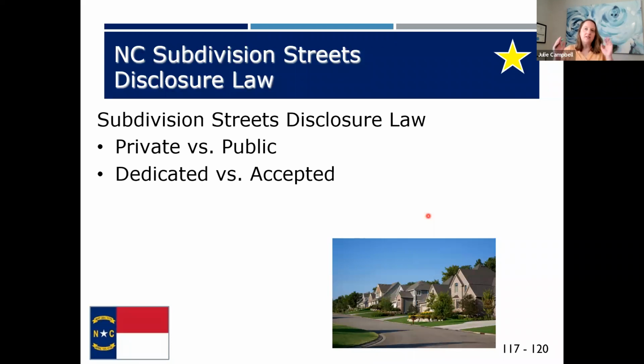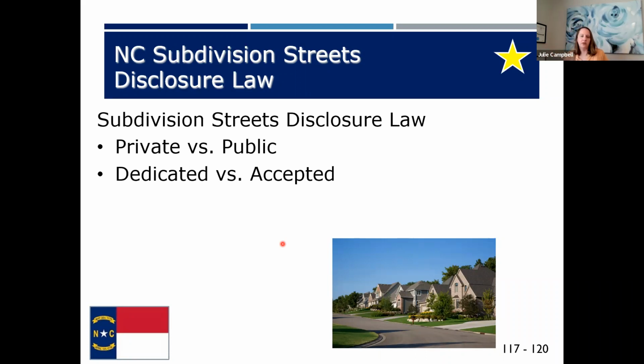And when the street is done, that's when DOT will decide if they're going to accept responsibility. So just because the developer dedicates streets to DOT is no guarantee that they're going to accept them. DOT isn't going to accept them until the project is done, until the big heavy equipment is out of there.